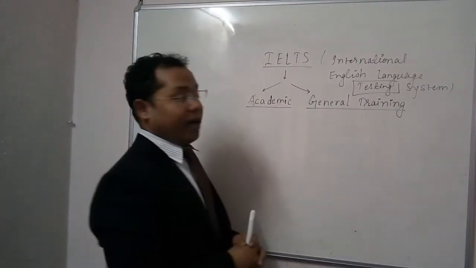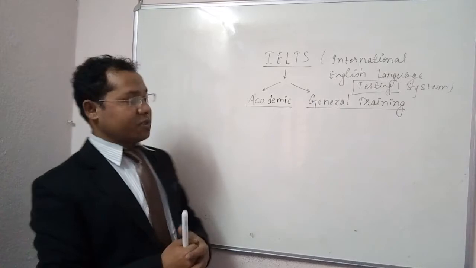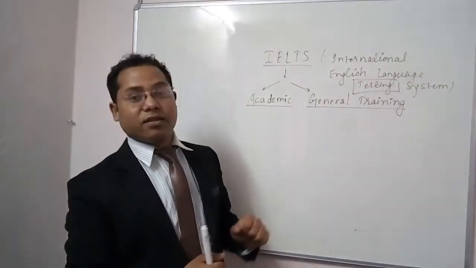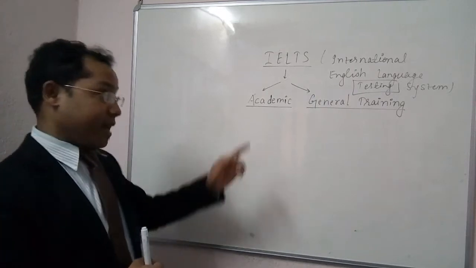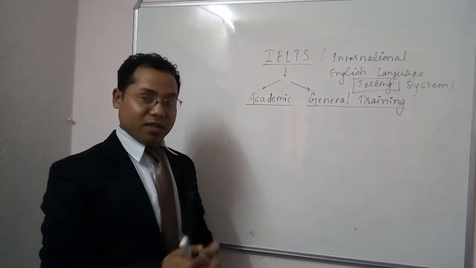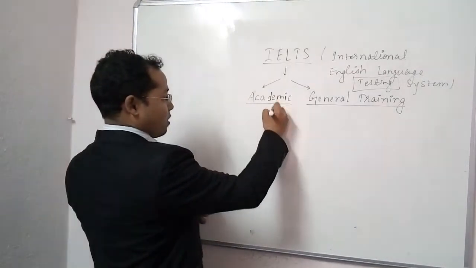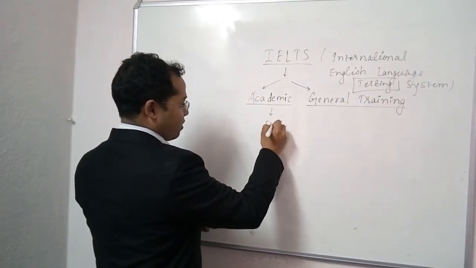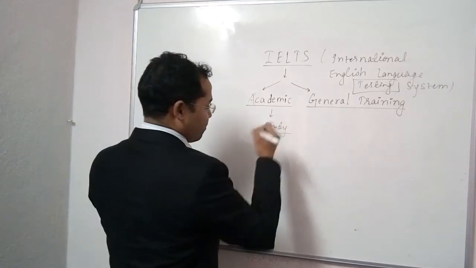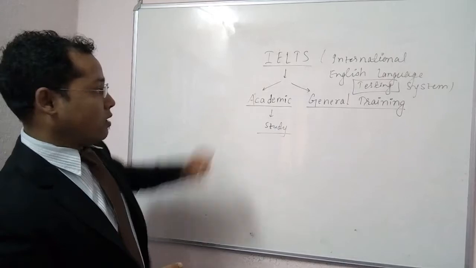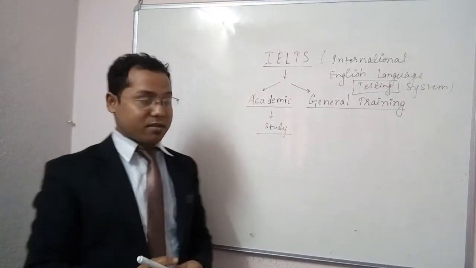There are two types of IELTS, specifically speaking. One is academic IELTS and the other is general training IELTS. Academic IELTS has been designed for those candidates whose main purpose is to study. So that means if you want to apply in a foreign country for your study purpose, in that case, you will sit for the academic test.